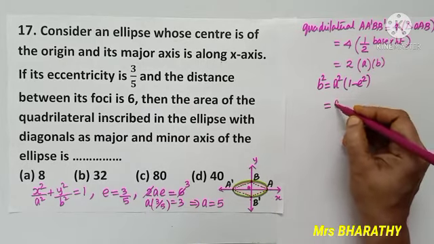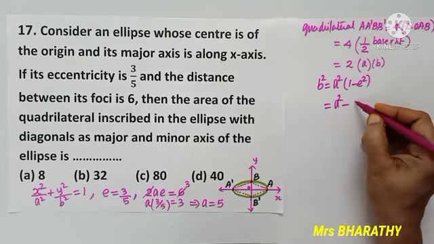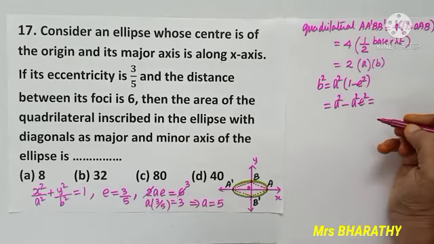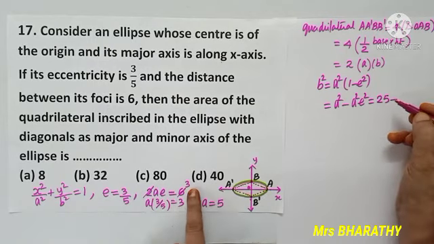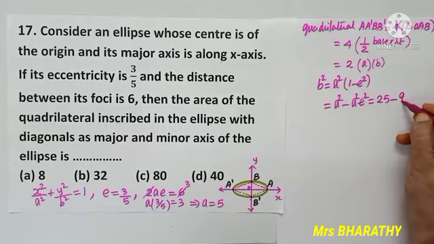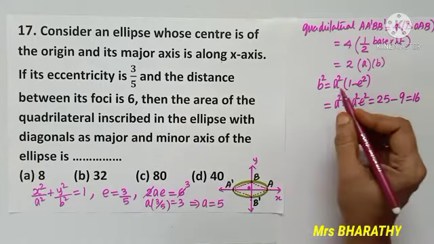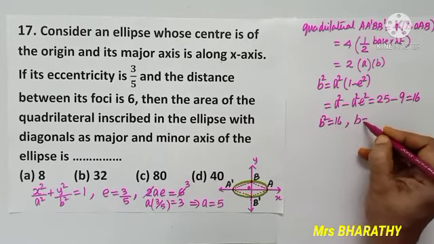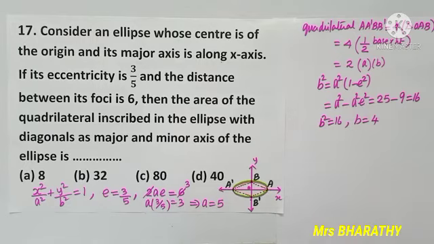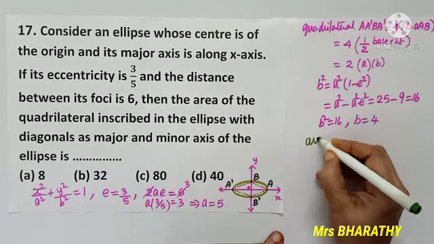Or I can say A square minus A square E square. A square is 25. AE is 3. So A square E square is 9. And so I get 16. Once I know B square is 16, I can immediately get B is 4. So I know A value, I know B value. I can immediately find out the area of the quadrilateral.